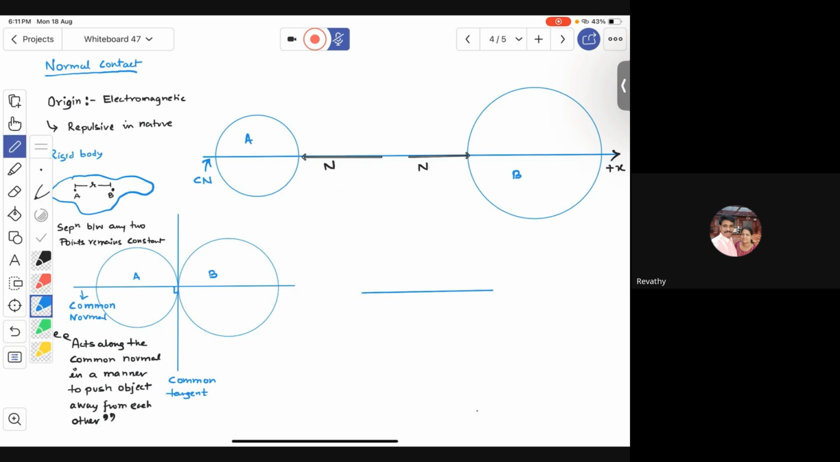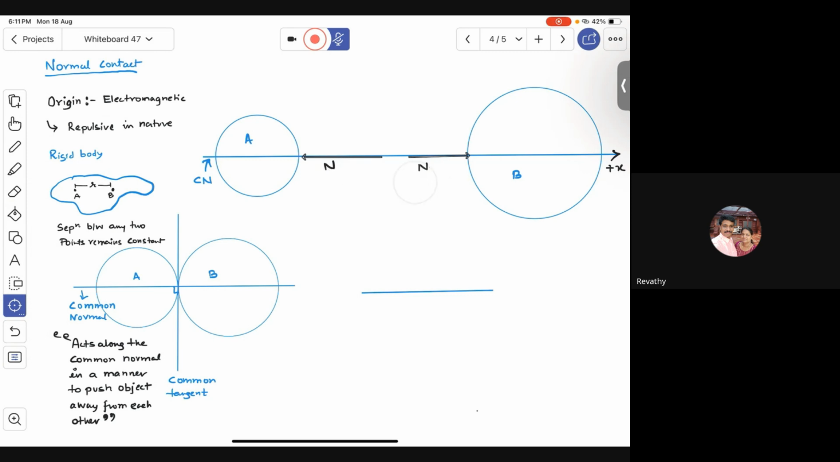Generally, if a force is given like N A/B and N B/A, they are different. A slash B is the force on A by B, and B slash A means the force on B by A. They are an action-reaction pair. They are equal and opposite. So this one is the force on A by B. Yeah, because they are an action-reaction pair.